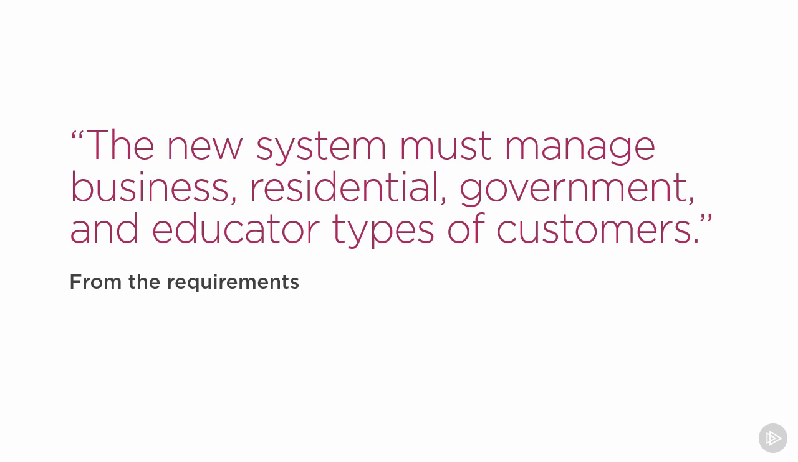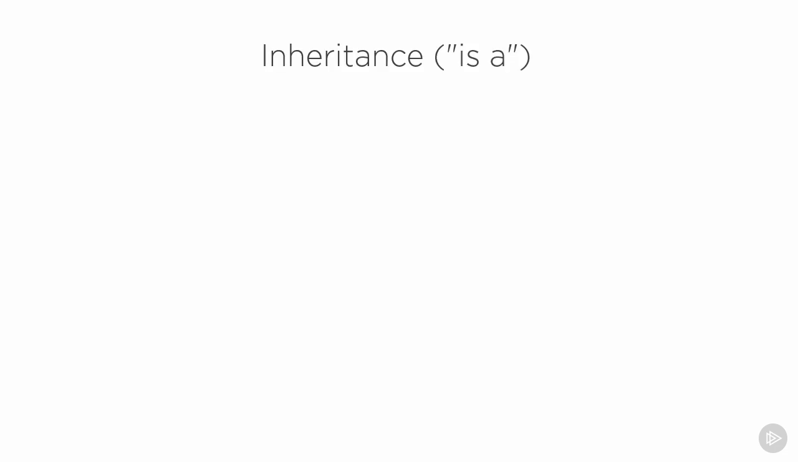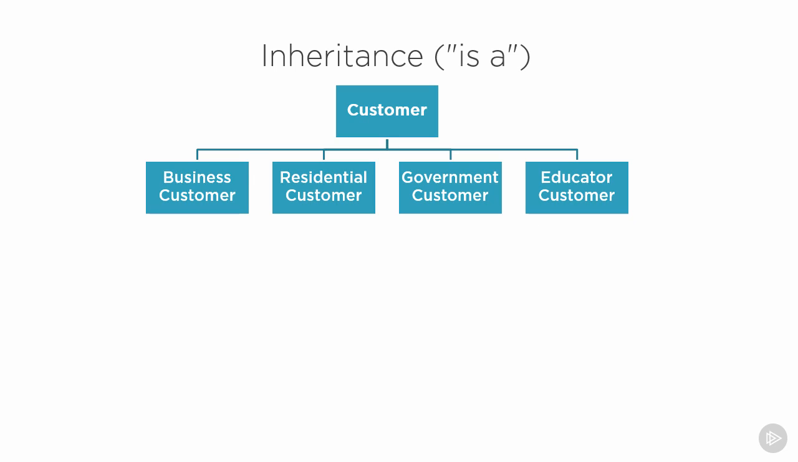One option is to use inheritance. Inheritance provides a mechanism for defining classes that are a more specialized version of another class. For example, we already have a customer class. We could create additional classes that define more specific types, such as a business customer class, residential customer class, and so on. The customer class in this example is referred to as the parent or base class.